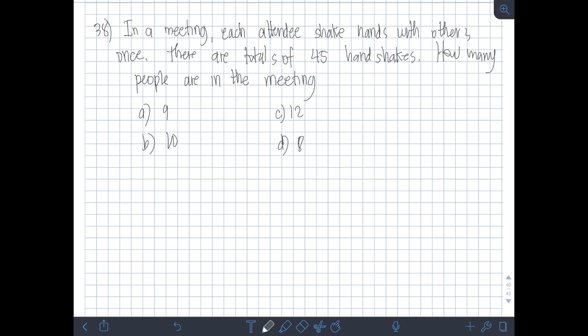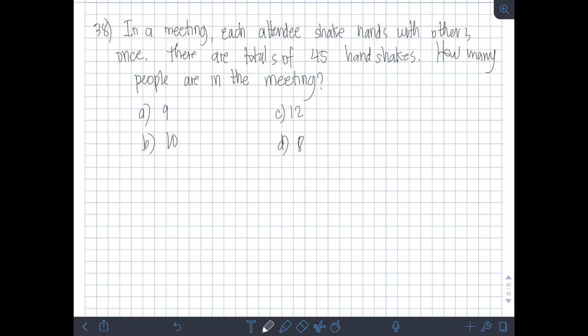Okay? Next, we have, in a meeting, each attendee shakes hands with others once. There are a total of 45 handshakes. How many people are in the meeting? Okay, so, meron daw 45 handshakes total sa isang meeting na merong mga attendees. So, ilan daw yung naging total number of attendees?